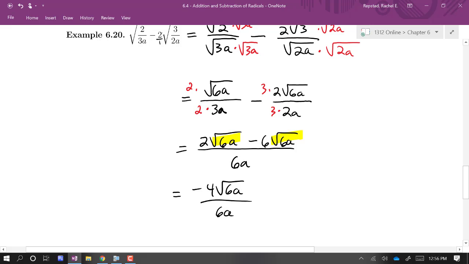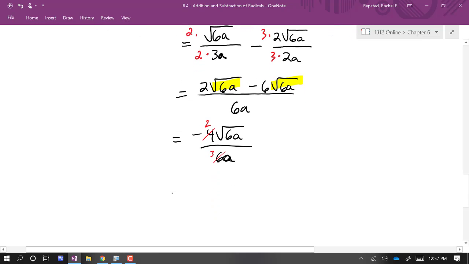And we can do some reducing here. Not because of the 6a in the radical, but because there's a factor of 4 up top and a factor of 6 on the bottom. They're both even, right? We can cancel a factor of 2. 2 goes into 4 twice. 2 goes into 6 3 times. So we have negative 2 times the square root of 6a, all divided by 3a, and that is as far as we can go.